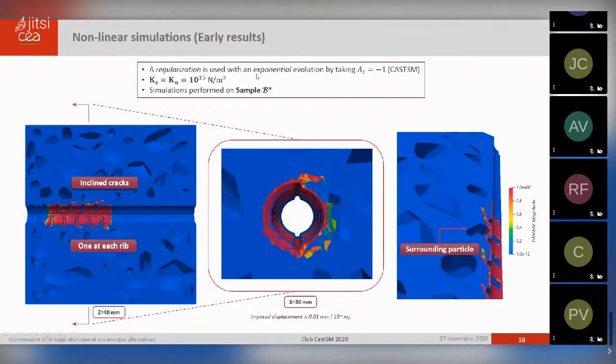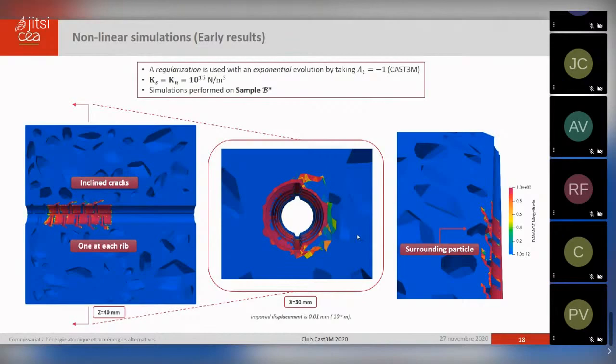The simulation was performed on a smaller sample, as we mentioned. And we are still in the elastic region in the total behavior, which means that we still need to impose a higher displacement. We can see that there are inclined cracks starting from behind the ribs, which is the expected behavior in this case. There is one at each rib, and in some cases when the crack faces an aggregate, the crack will start surrounding the aggregate itself with the increase in the displacement, which is an important point in this kind of studies.